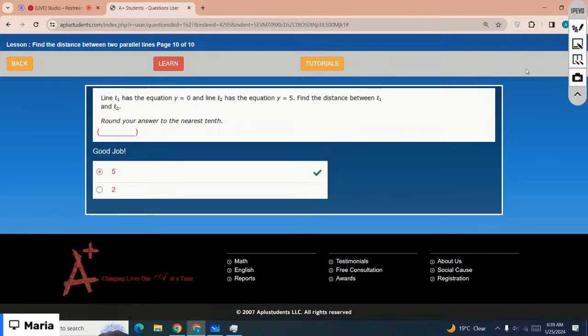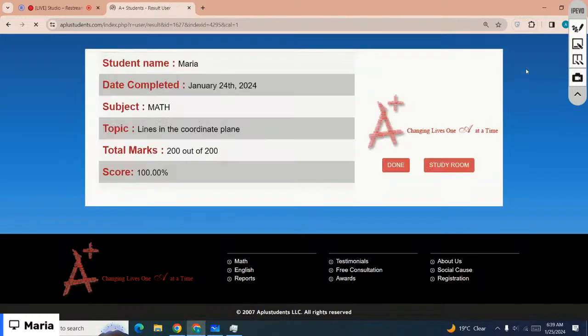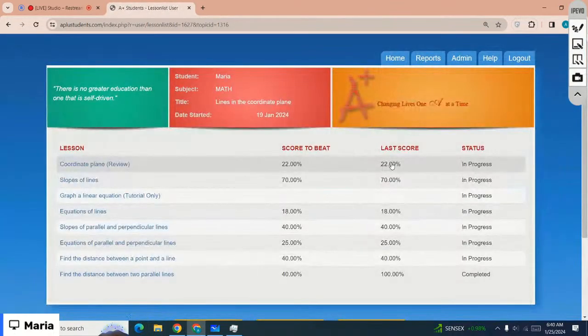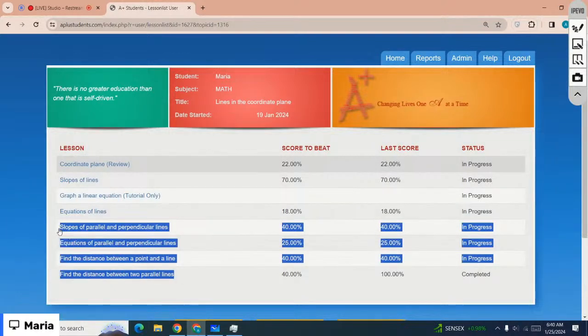Okay, we are done with the lesson. Also, we are done with the chapter. So we were working on grade 10 math. The chapter we're working on is lines in the coordinate plane. And the lessons we have covered today are slopes of parallel and perpendicular lines, equations of parallel and perpendicular lines, find the distance between a point and a line, and find the distance between two parallel lines.